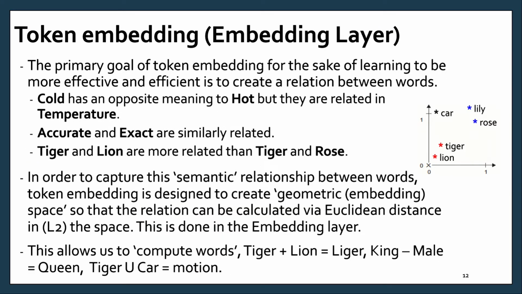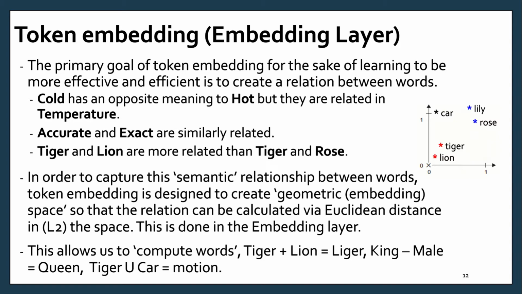So the primary goal, right, of token embedding is to create relationships between words. For example, we have cold. It is an opposite meaning of hot, but they are related when we have the word temperature. We do have accurate and exact, and they are similarly related, right? If you have tiger and lion, they are more related than choosing the word tiger and rose. So we do want to capture this semantic relationship between words, which embedding is designed for, right? It tries to create this geometric space, which is the embedding, so that the Euclidean distance can be calculated, right? And this is done in the embedding layer, right?